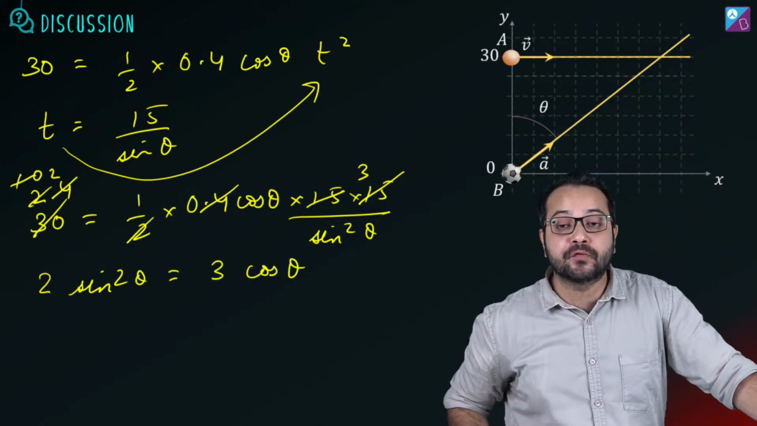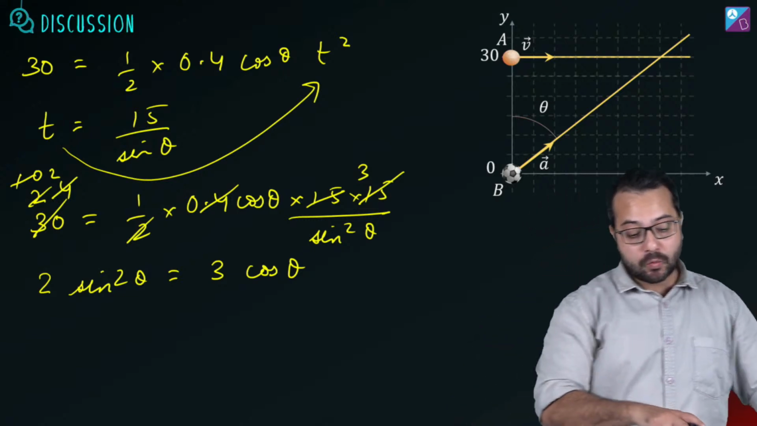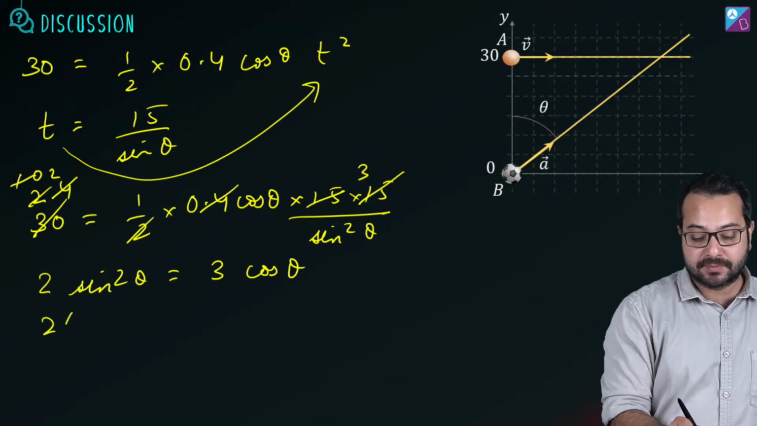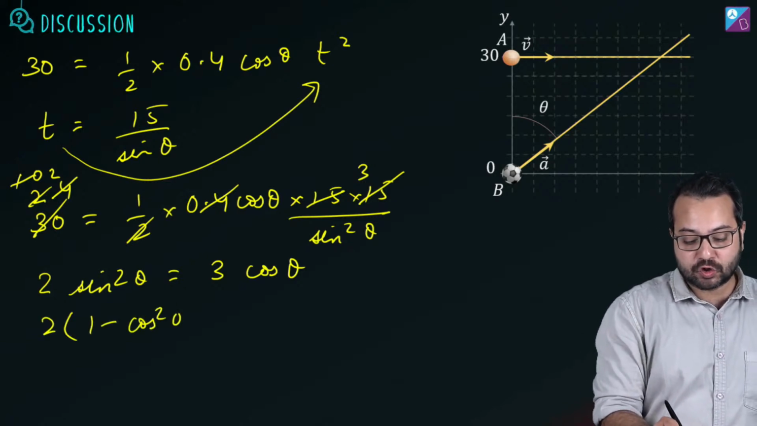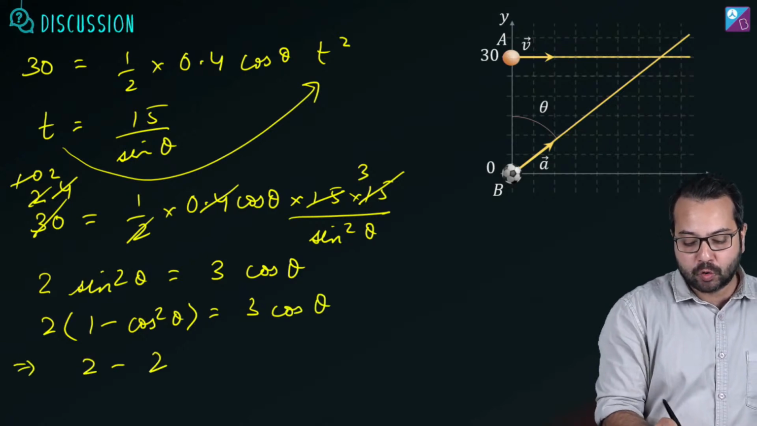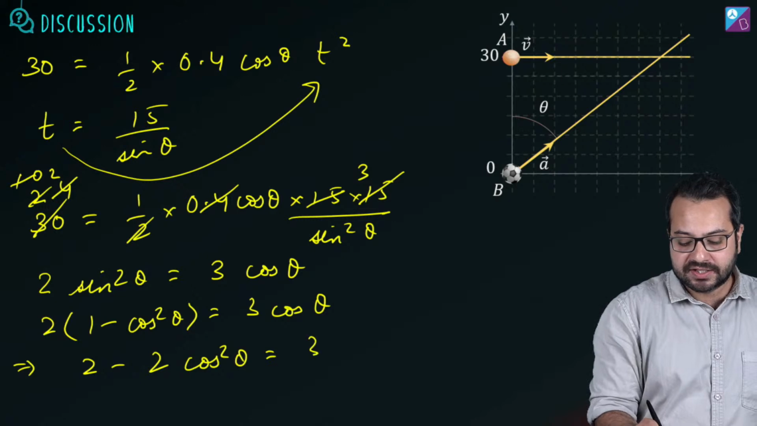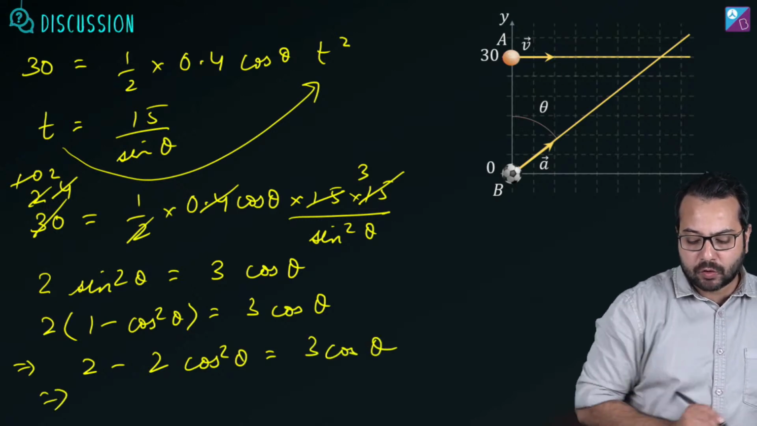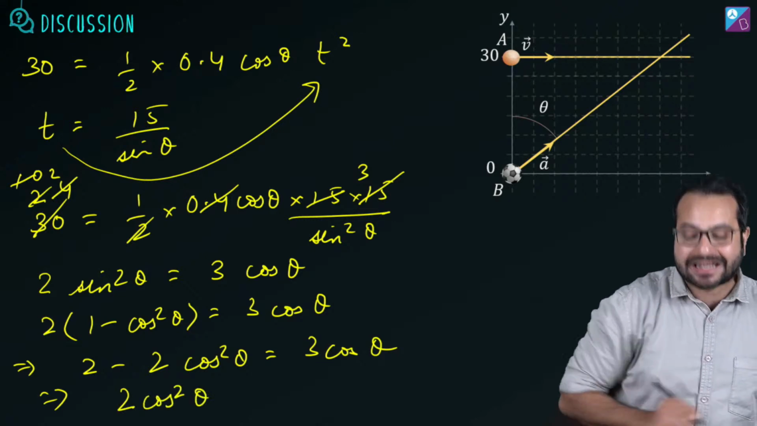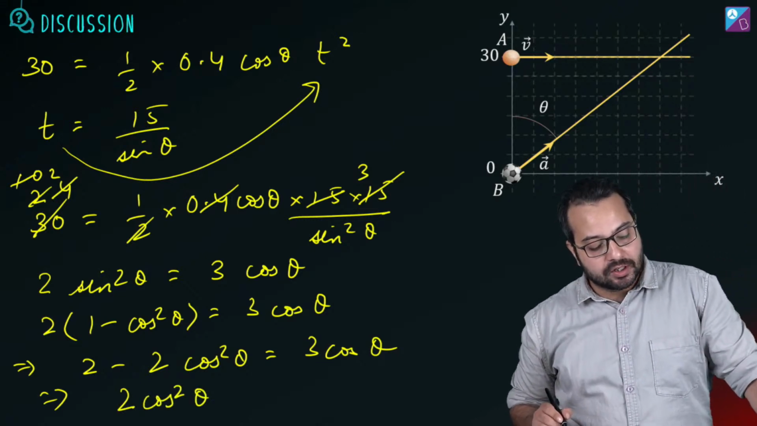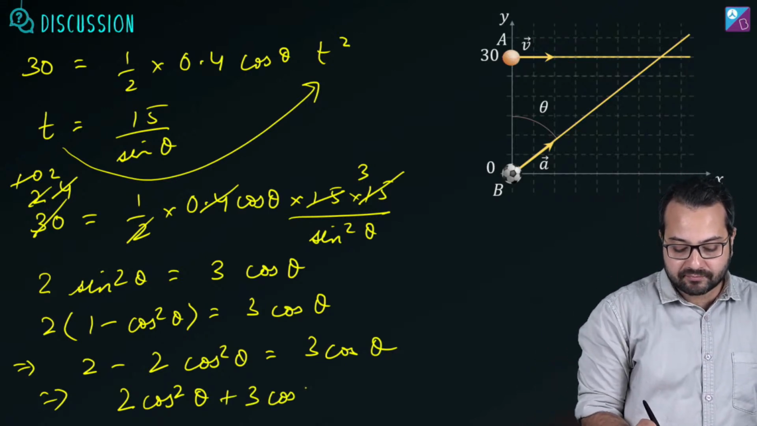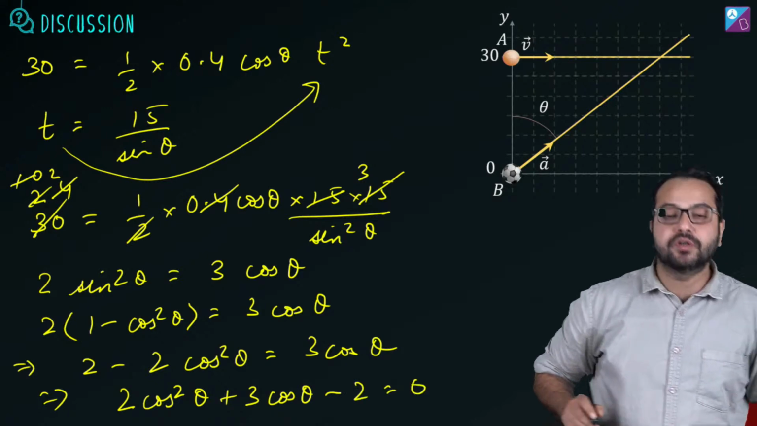Now any ideas how do we solve this? Very simple. We're going to make sine square theta as 1 minus cos square theta. So this becomes 2 into 1 minus cos square theta is equal to 3 cos theta. So from here we get 2 minus 2 cos square theta is equal to 3 cos theta. I'm doing this very quickly because we need to solve this. This is nothing but a quadratic equation in terms of cos theta. So 2 cos square theta plus 3 cos theta minus 2 is equal to 0.